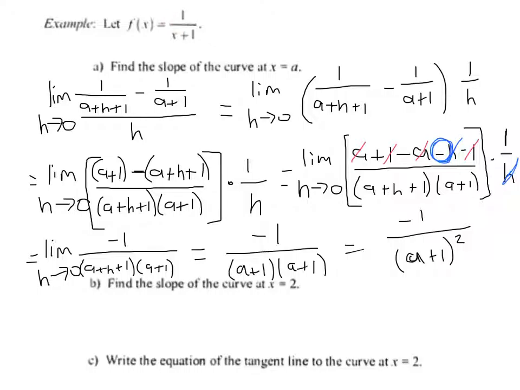As far as finding the slope of the tangent line, in particular, I'm curious about what's going on at x equals 2. So to find the slope of the line at 2, I'm going to plug a 2 in for the a right there. So I would have negative 1 over 2 plus 1 being squared. And so my slope for this would be negative 1/9. So we now found the slope at the point that we're interested in, and now we can go ahead and start writing our tangent line and our normal line.